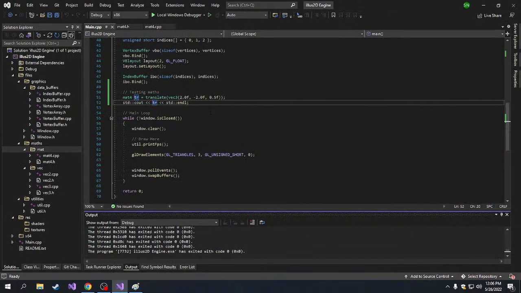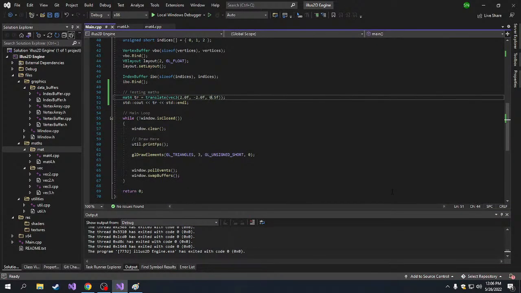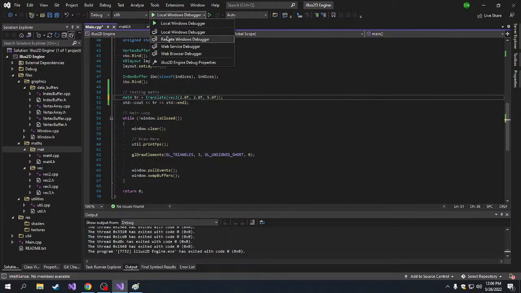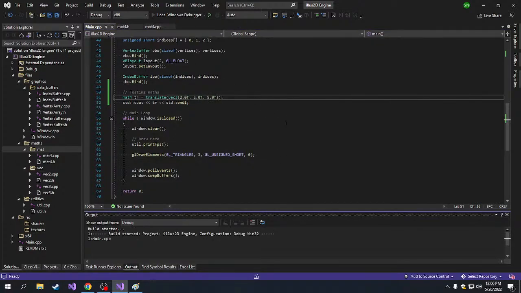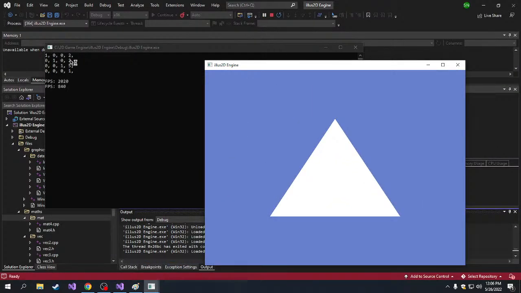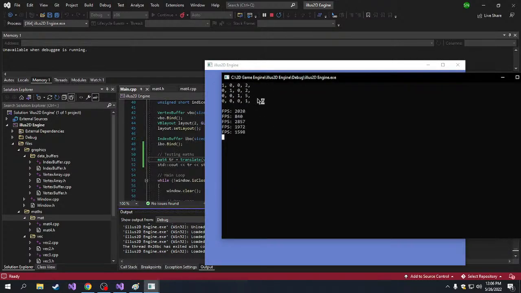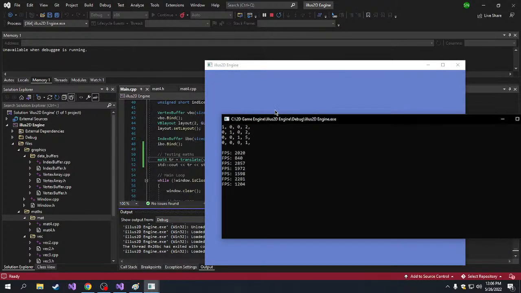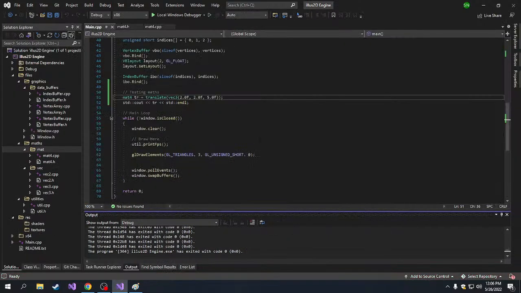Cool. Let me just change this to be something whole number so our matrix looks better. 2, 2, and 5 in the z. Okay, let's run the code, and there you go. 2, 2, 5, 1. Pretty cool. That's the translating matrix. Okay, awesome. So that's for our translate.